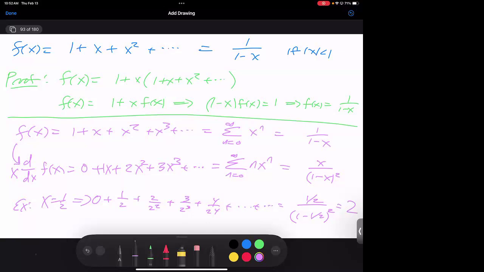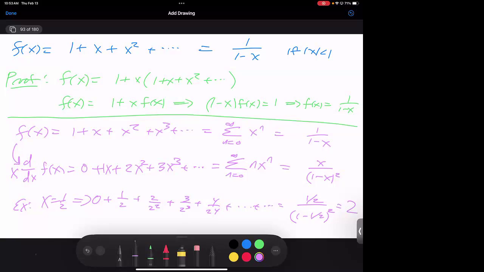So this is the same as the sum of nx to the n. If you think about it, if I have x to the n, if I take the derivative, I get nx to the n minus 1. But then I multiply by x, so the x to the n minus 1 becomes an x to the n. And so in some sense, I could start the sum at n equals 1 if I wanted to, because the term corresponding to n equals 0 just vanishes.